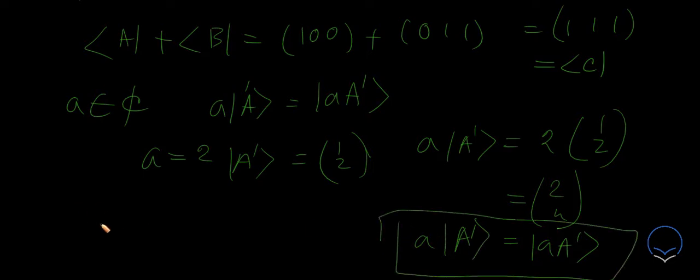Similarly, we can write A prime times, let's say, bra vector B equals A prime B. But here you have to be careful about which one is the scalar and which one is the vector itself, that is, which symbol or which alphabet you are using to represent the vector.